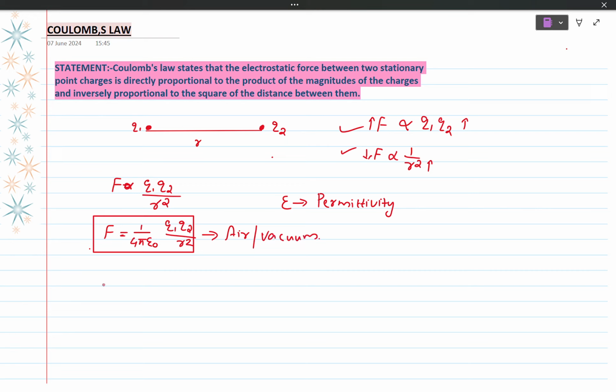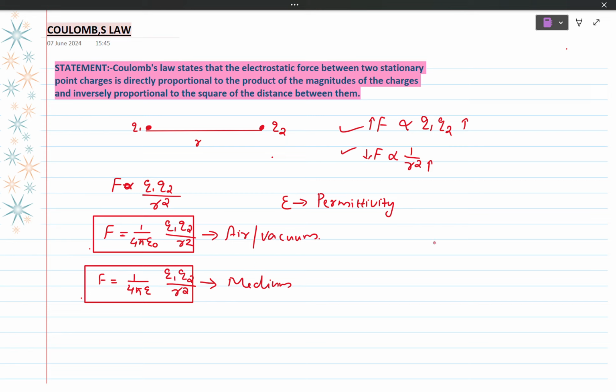And for a medium, we can rewrite this equation as F equal to 1 by 4 pi epsilon Q1 Q2 by r square. This is for a medium. So let's put this equation also in a box. This equation represents the electrostatic force between two charges in a medium.